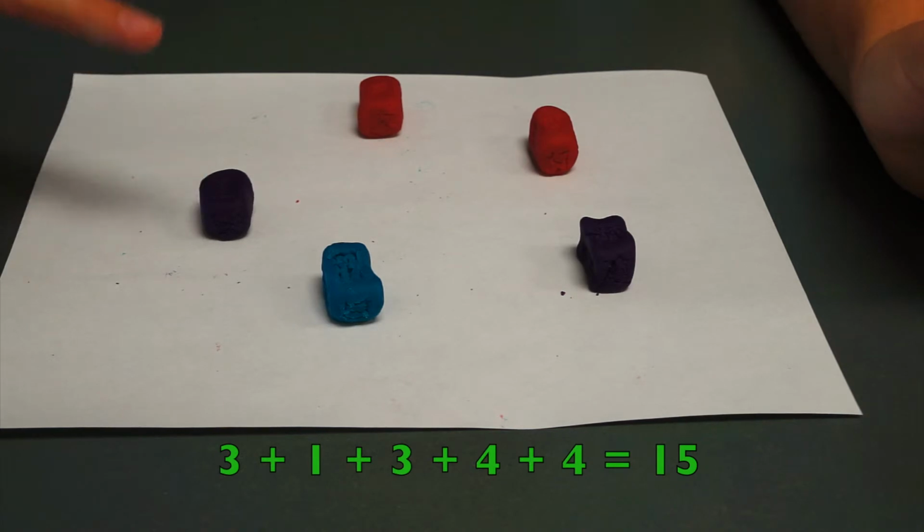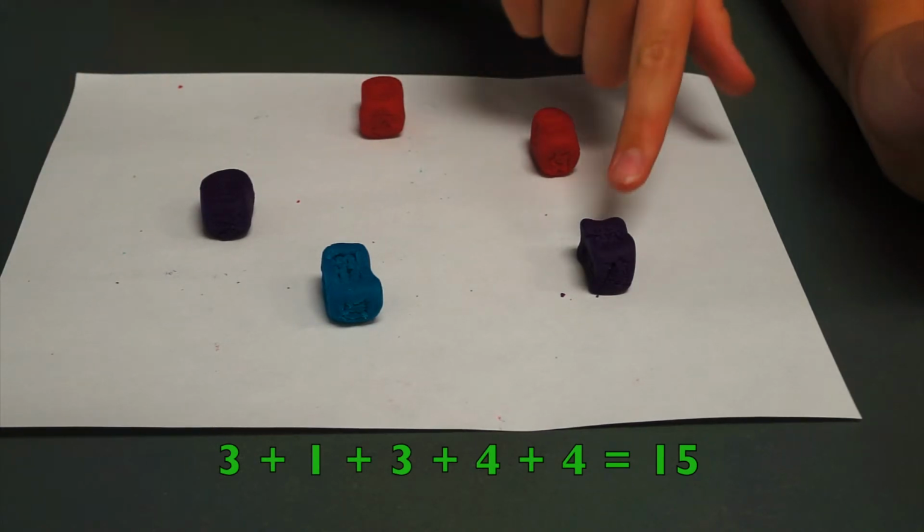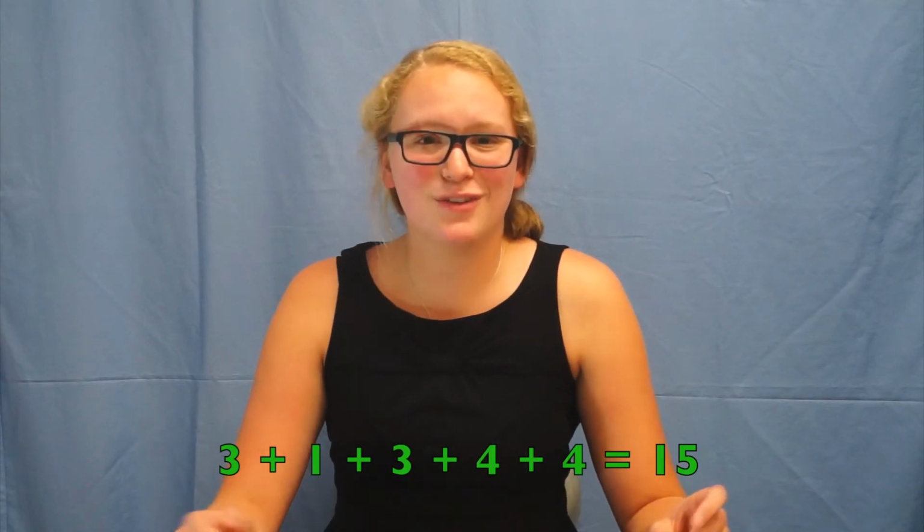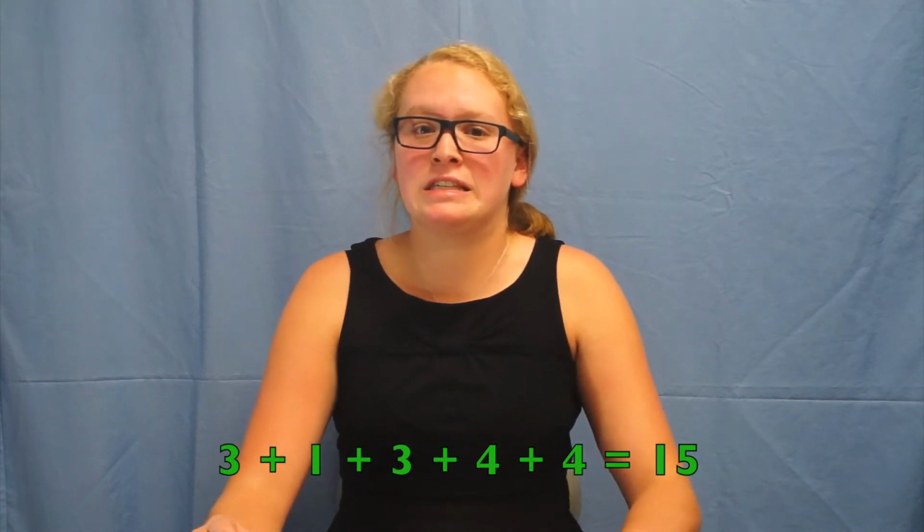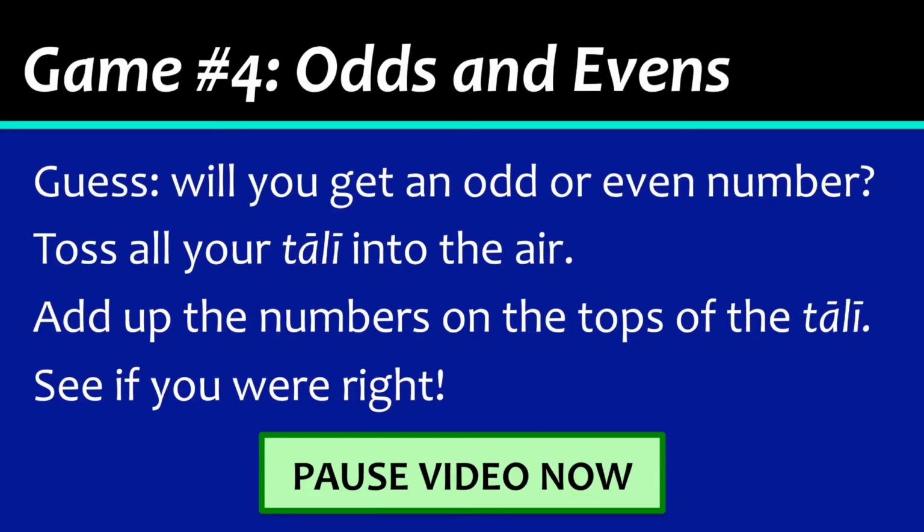3, 1, 3, 4, and 4. That's 15. I guess I lost this time. Again, if you have a friend or an adult with you, play this game with them. See who gets the odds and evens correct. Pause the video now to play this last game. Predict whether you'll have an even or an odd.